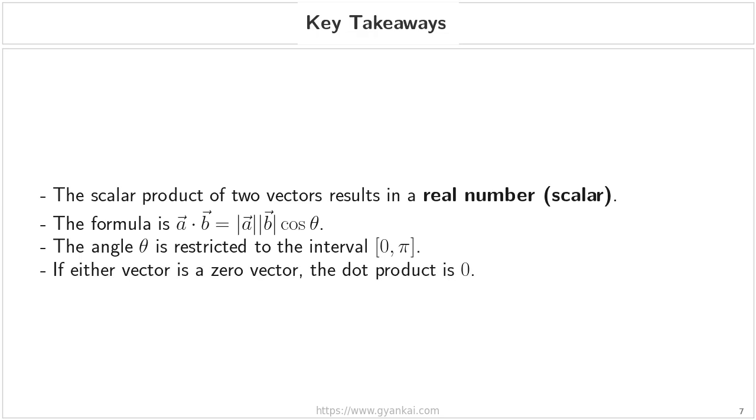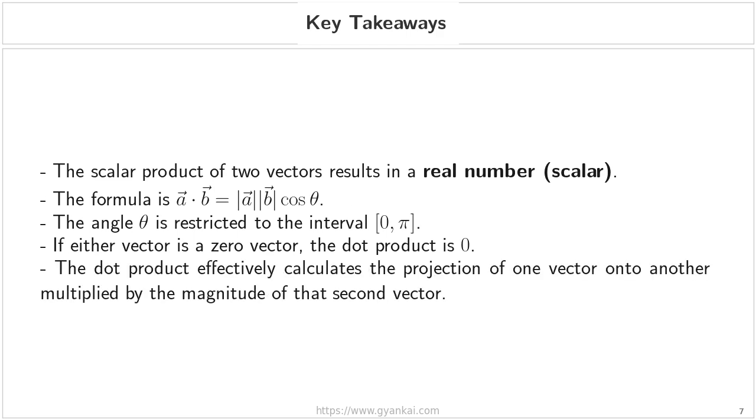Fourth, we touched on a special case earlier. If either vector in your calculation is a 0 vector, the dot product is simply 0. Finally, to give you a deeper conceptual understanding, think of the dot product as a way to calculate the projection of one vector onto another, and then multiplying that projected length by the magnitude of the second vector. This overlap concept is exactly what we discussed when looking at the physics of work done.